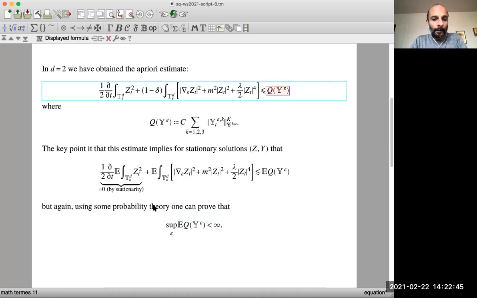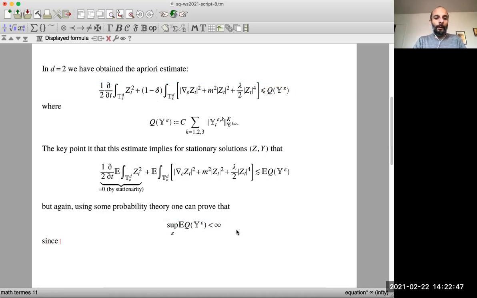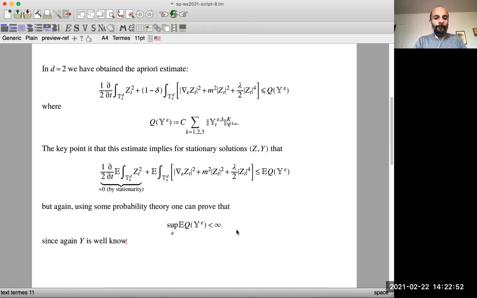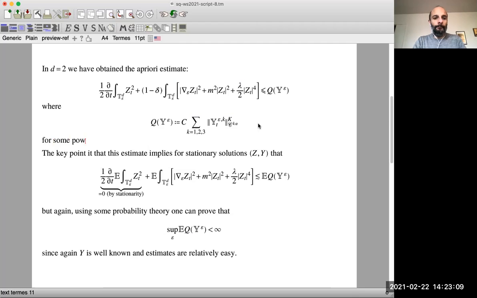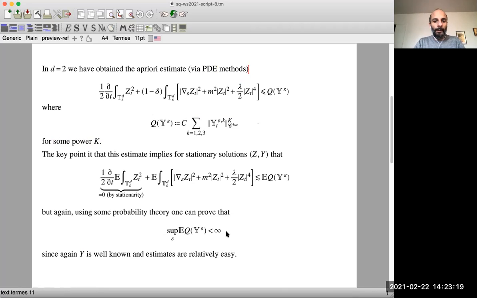Why? Since again, y is well known, and estimates are relatively easy. Okay, it's a Gaussian. You have norms of a Gaussian, and you can estimate them, for some power. Here, k is some power. Okay, so this is the method. So this is via PDE methods, if you want, and then you have the probabilistic part.